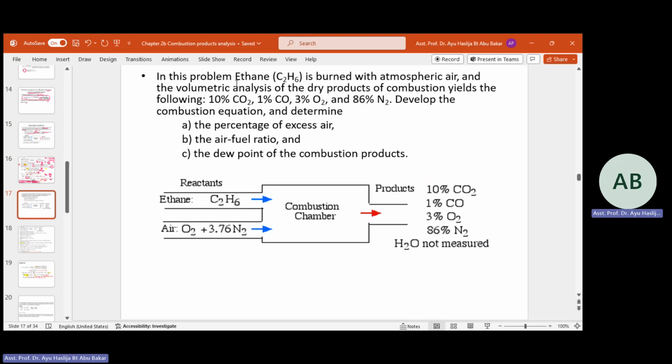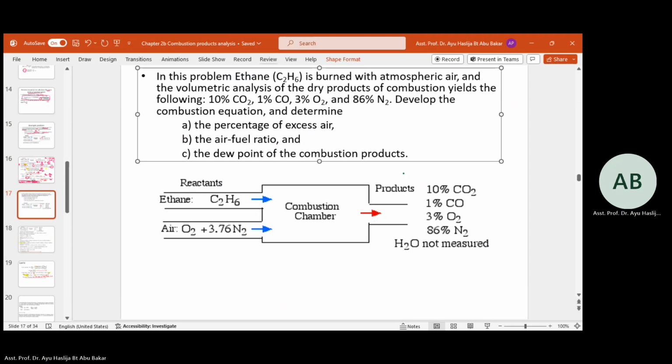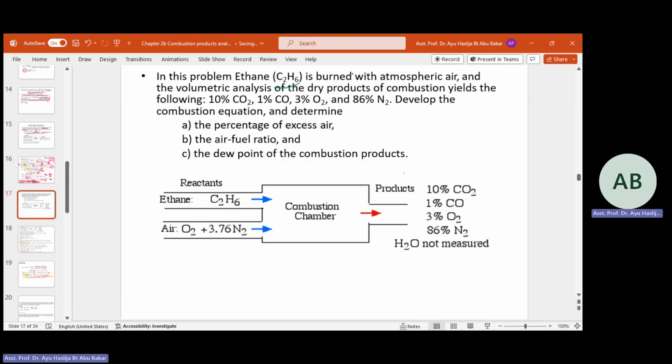In this problem, ethane, C2H6, burns with atmospheric air, and the volumetric analysis of the dry products of the combustion yields the following: 10% CO2, 1% CO, 3% O2, and 86% N2. Okay, it asks you to develop the combustion equation and determine the percentage of excess air. Okay, first develop the combustion equation first.